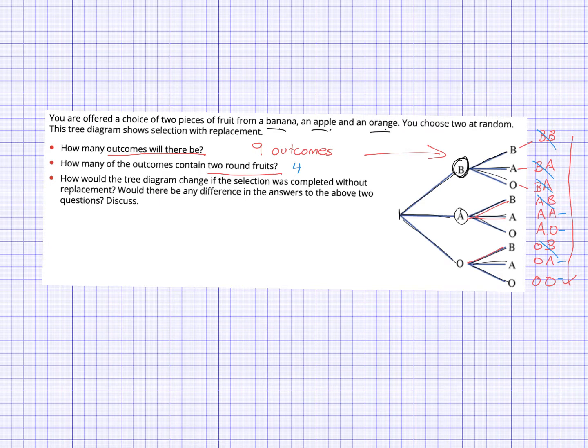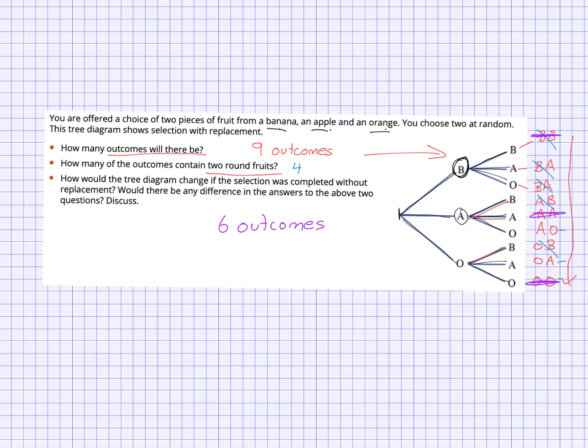And then the last one says, how would the tree diagram change if the selection was completed without replacement? Would there be any difference in the answers to the above two questions? All right, so how would the tree diagram change if the selection was completed without replacement? Which probably makes more sense in this context because the idea is that if I'd chosen banana first, it wouldn't be available for second choices. So we can cross off double fruit choices. All right, so now I haven't got 9 outcomes. I have 9 minus 3, which is 6 outcomes.